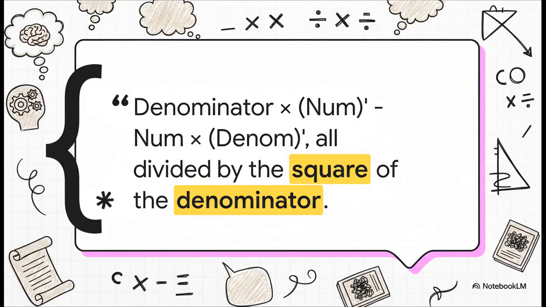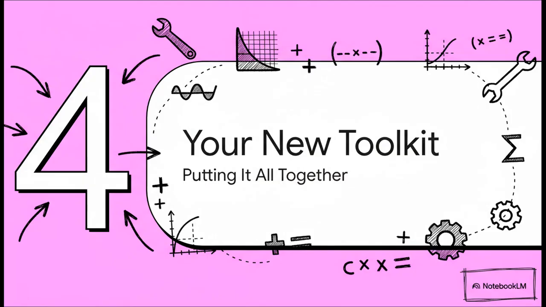And to help you memorize it, there's a classic little chant people use. It goes like this: the denominator times the derivative of the numerator minus the numerator times the derivative of the denominator, all divided by the square of the denominator. Yeah, it's a mouthful, but I promise if you say that out loud a few times, it really helps it stick in your brain.